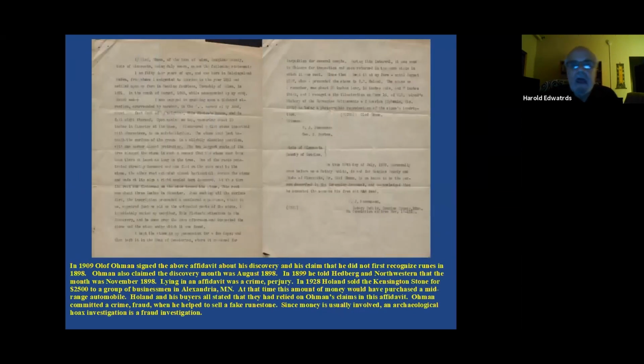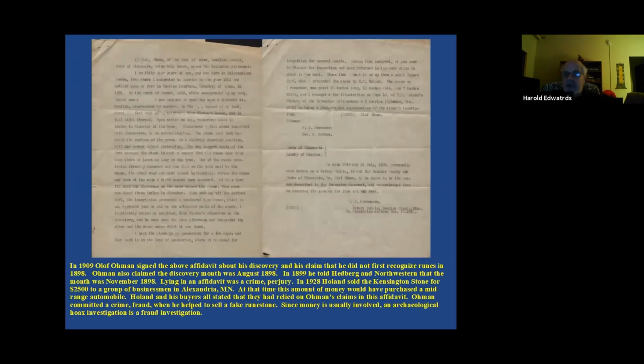In 1909, Olaf Ullman signed an affidavit describing his discovery and the fact that he did not recognize ruins when he first dug up the stone. Ullman at that time claimed the discovery was in August of 1898. In his reports to Hedberg and to Kerm at Northwestern, he said it was discovered in November of 1898. That's a profound discrepancy. Lying in an affidavit is a crime, perjury. I want to say that.